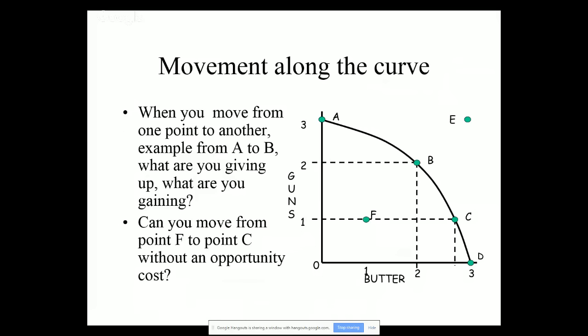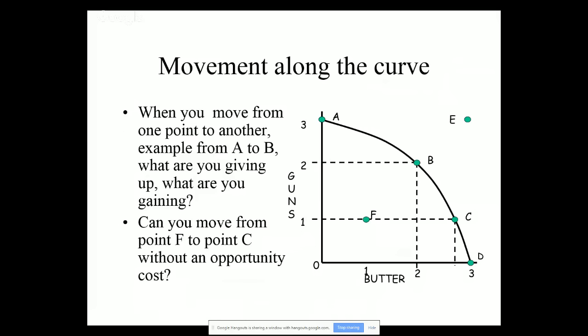So let's look at these 2 questions. If we move from A to B, what are we giving up? We go from A to B, we're going from 3 guns and 0 butters to 2 guns and 2 butters. So we are giving up 1 gun and gaining 2 butters. So our opportunity cost is 1 gun. So our next question is, can we move from F to C without an opportunity cost?